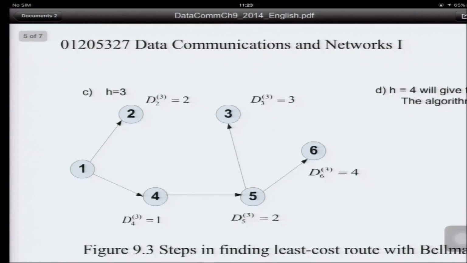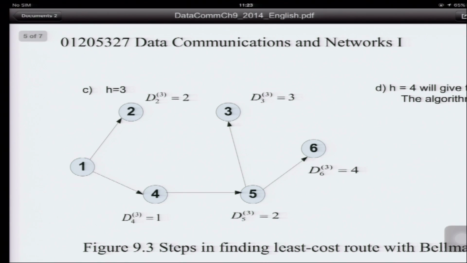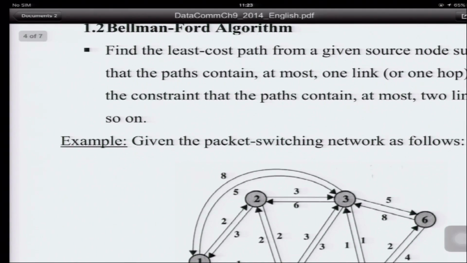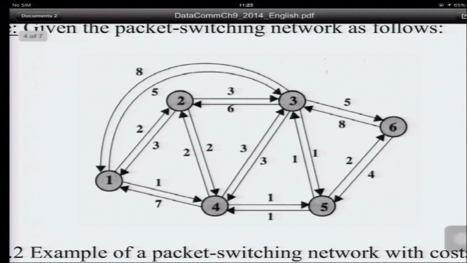Then you allow 3 hops. For 3 hops, you look at it again. You can arrive at every node. For 3 hops, what is the best to go to 2? Still 1, 2, right? What is the best to go to 3? Now it's best to go 1 to 4, 4 to 5, and 5 to 3, because the total cost will be 1 plus 1 plus 1, only 3. But if you go directly, the cost is 5. So to go to 3, we'll go 1, 4, 5, 3.